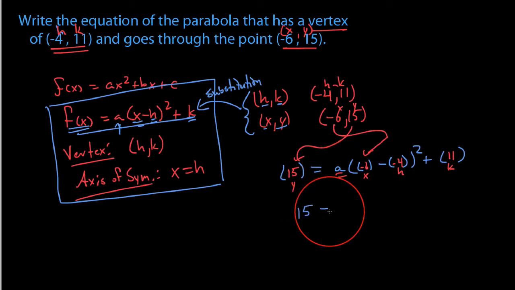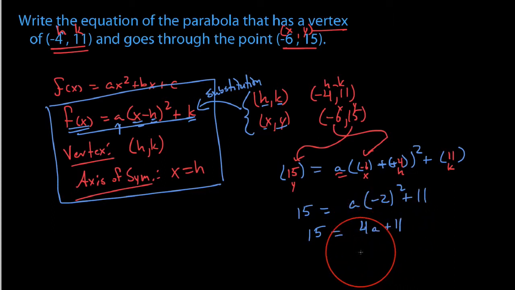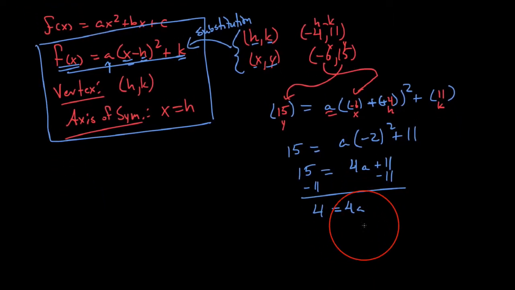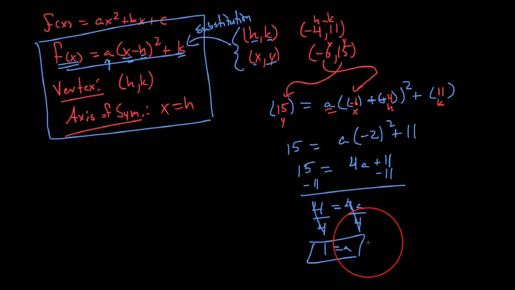So we have 15 equals a times, in parentheses, -6 minus -4, which is plus 4, so we get -2 squared, plus 11. Simplifying further, 15 equals 4a plus 11. When we take away 11 from both sides, we're left with 4 equals 4a. So our a value, which is all we wanted to find, is equal to 1. So are we done?